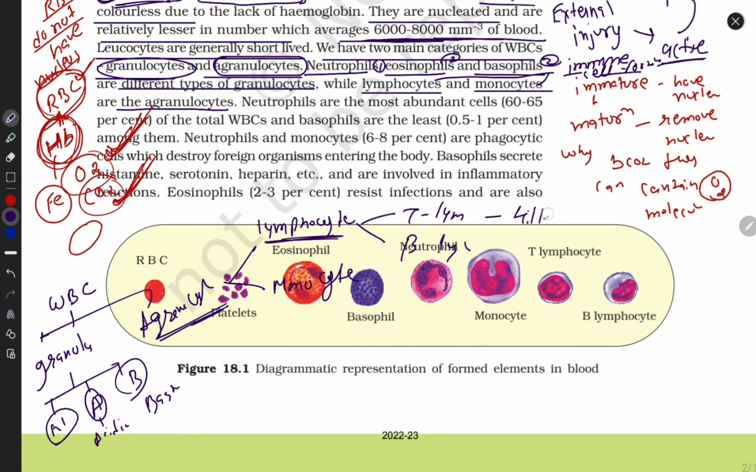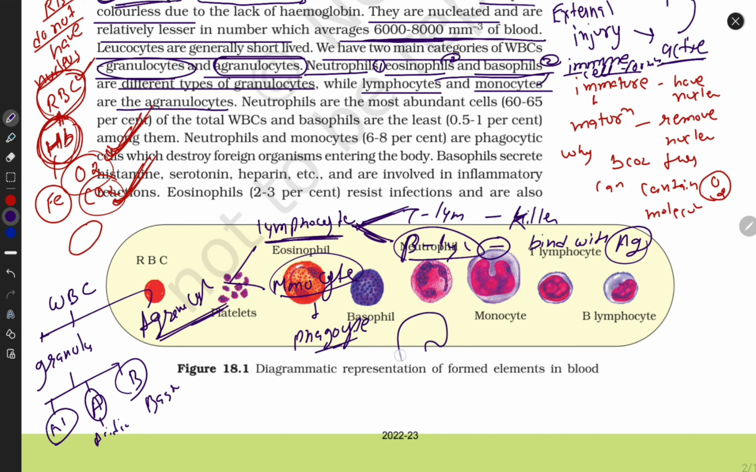T cells are killers, they kill antigen. And what is the B cell function? They bind with antigen, meaning foreign particle. They are the attacking defense system. Monocytes also do some phagocyte-like function. They engulf foreign particles inside them and break them down inside.